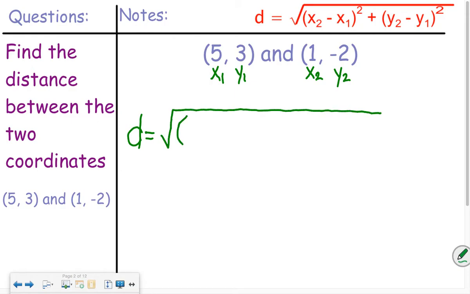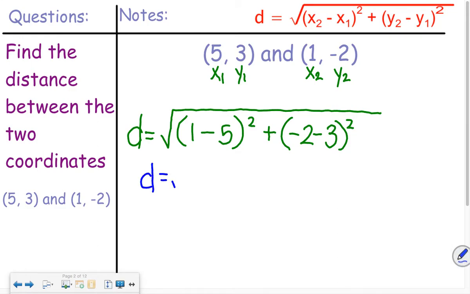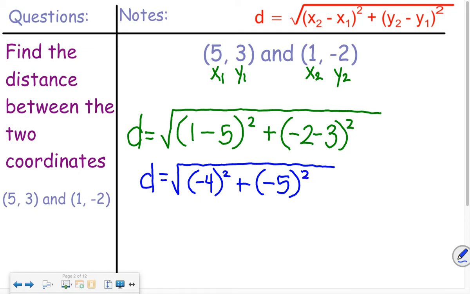All right, so x2 is 1 minus x1, which is 5, squared, plus y2 is -2 minus y1, which is 3, squared. All right, then my next step in PEMDAS would be parentheses. So 1 minus 5 is -4, and -2 minus 3 is -5. Don't forget that both parentheses get squared.